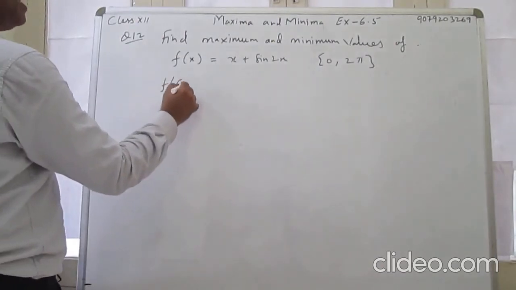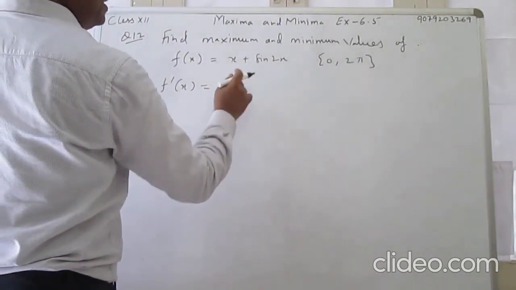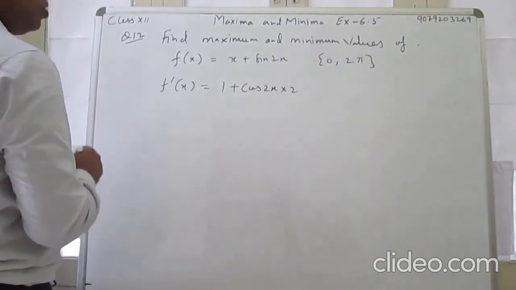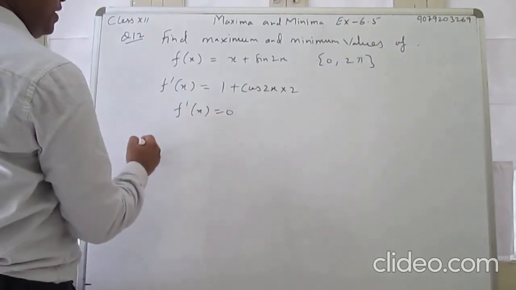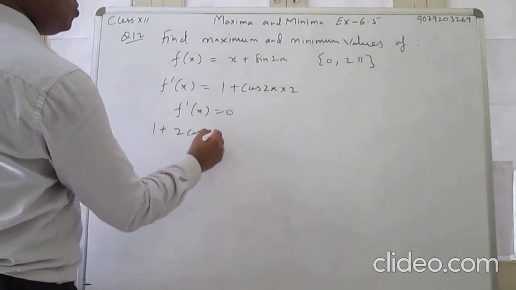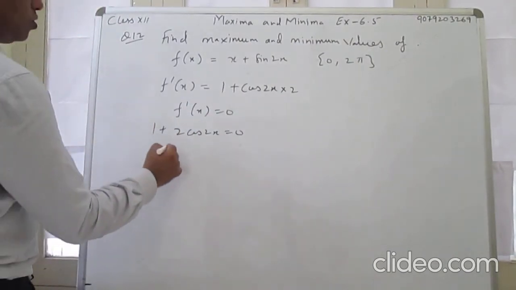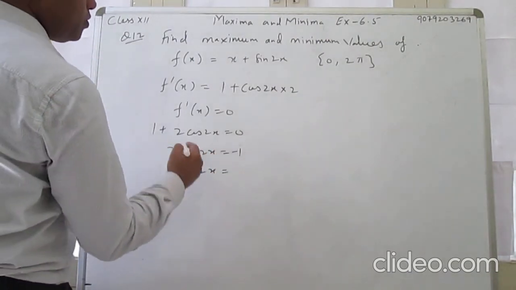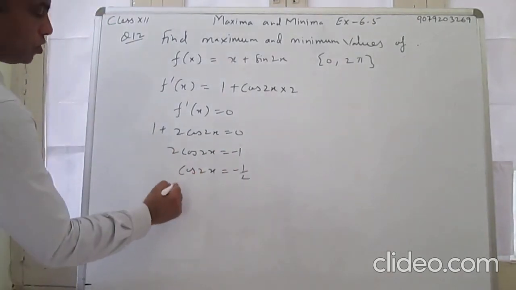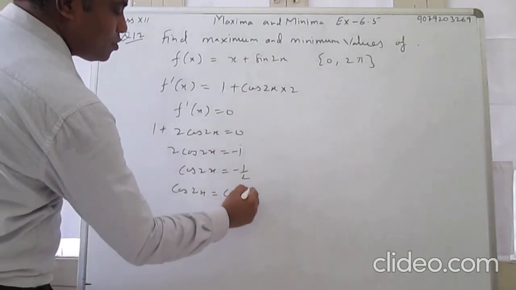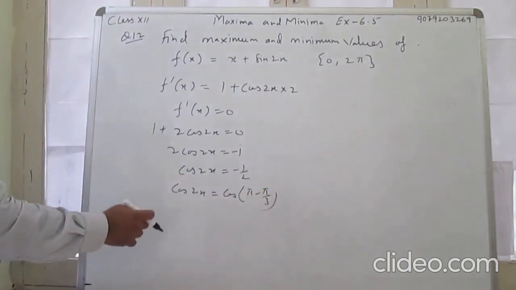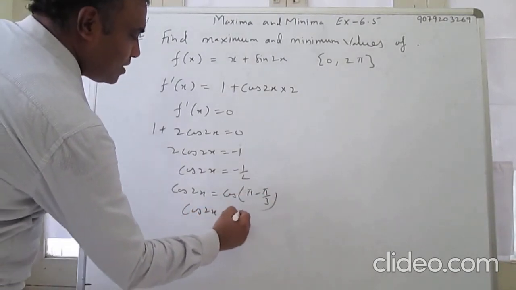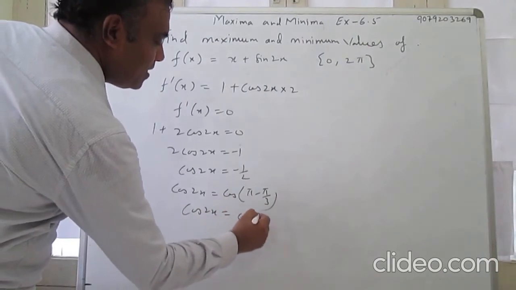So first we take f'(x) = 1 + cos 2x into 2. Now f'(x) = 0, it means 1 + 2 cos 2x = 0. So 2 cos 2x = -1, cos 2x = -1/2. So cos 2x you can write as cos(π - π/3). In the second quadrant it is negative. So cos 2x = cos 2π/3.